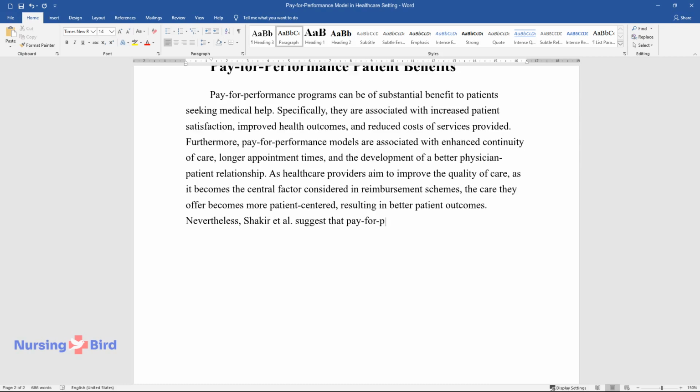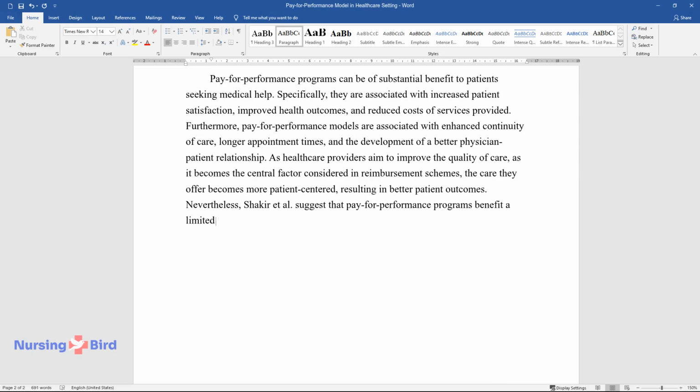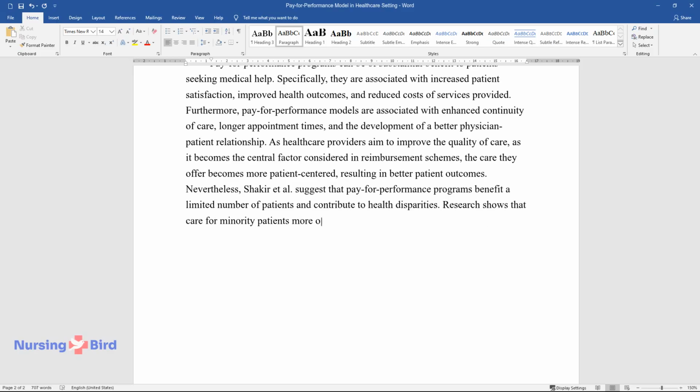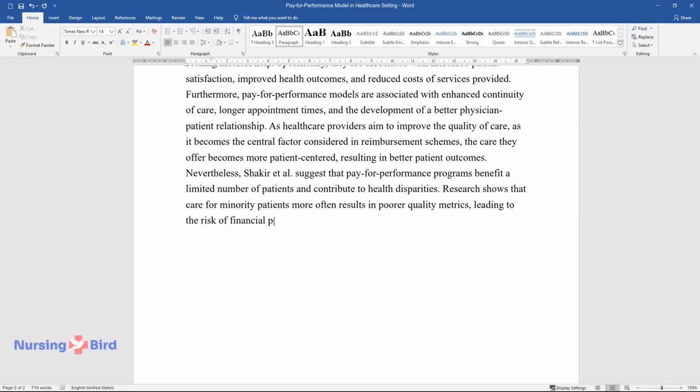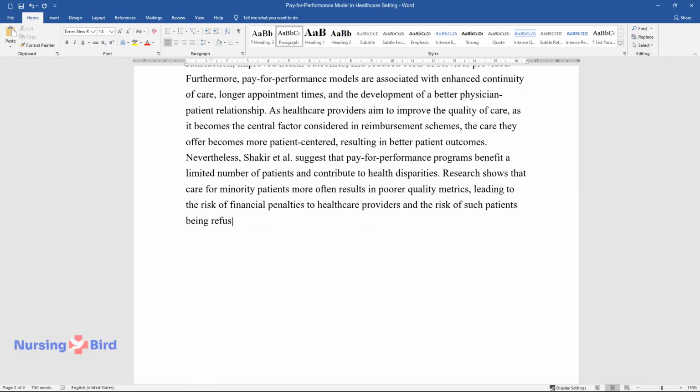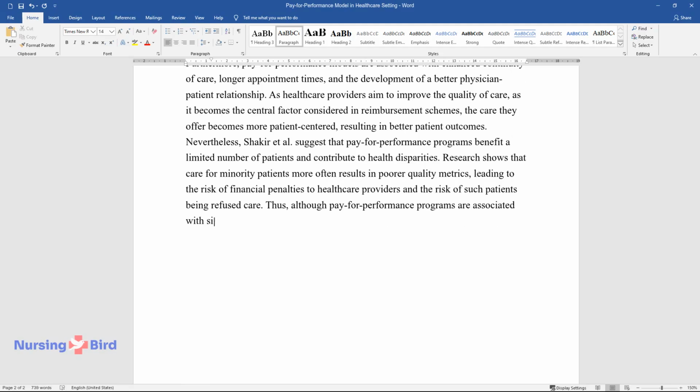Nevertheless, Shakir et al. suggest that pay-for-performance programs benefit a limited number of patients and contribute to health disparities. Research shows that care for minority patients more often results in poorer quality metrics, leading to the risk of financial penalties to healthcare providers and the risk of such patients being refused care. Thus, although pay-for-performance programs are associated with significant benefits to patients, the risk exists of some patients not receiving care.